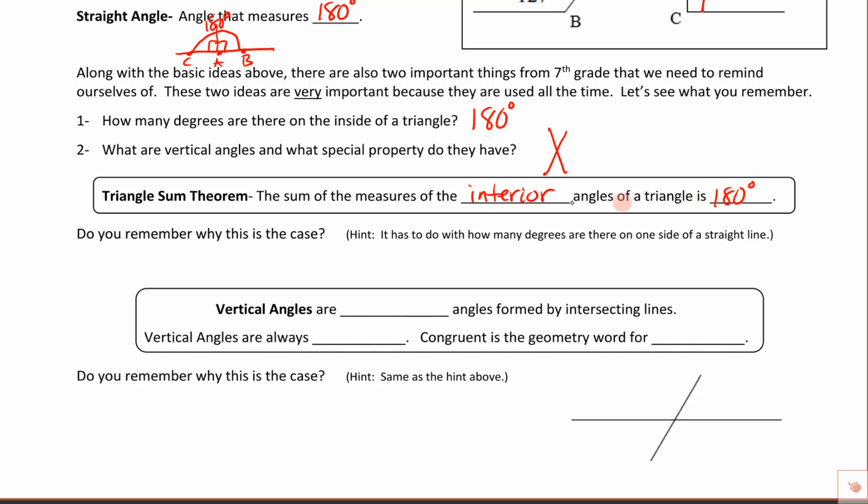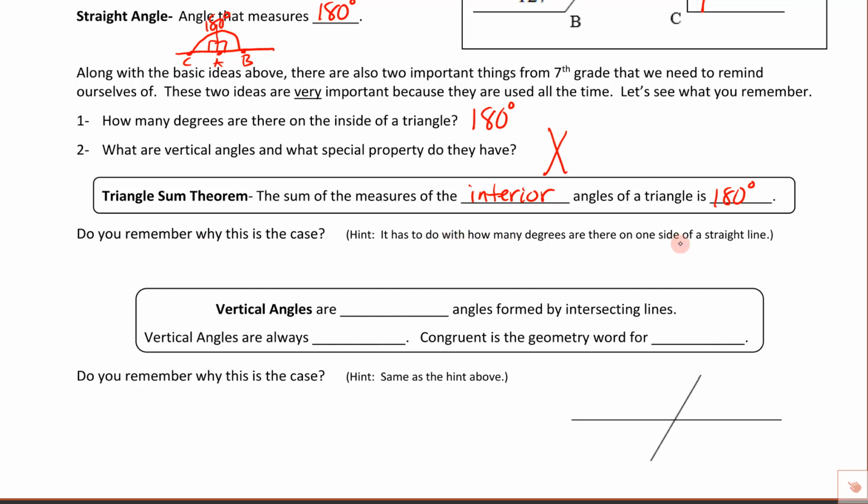That's the fancy way to say the Triangle Sum Theorem. The sum of the measures of the interior angles of a triangle is 180 degrees. We could say it really quickly. How many degrees are there on the inside of a triangle? 180 degrees. Okay.